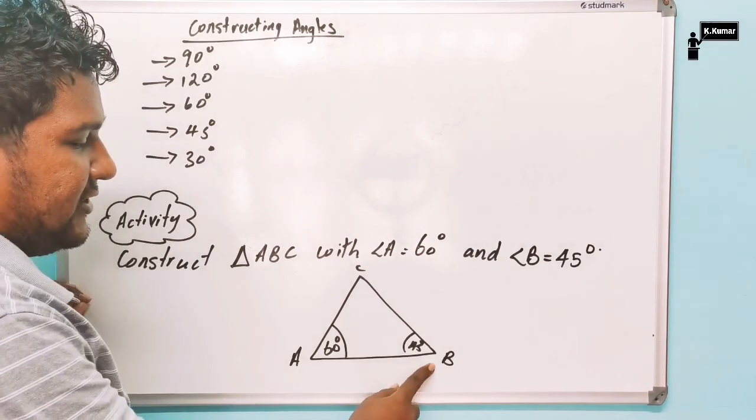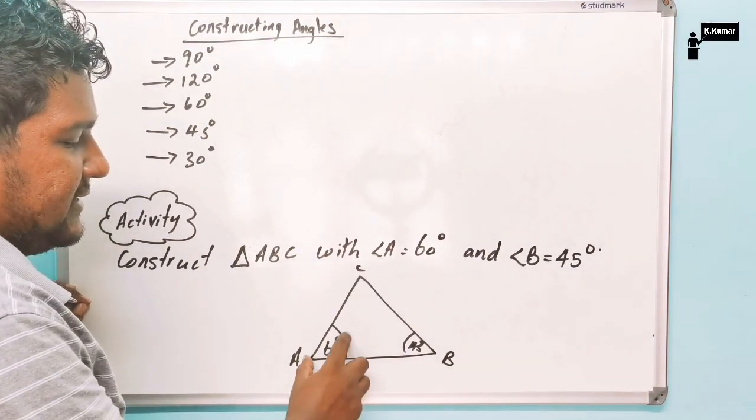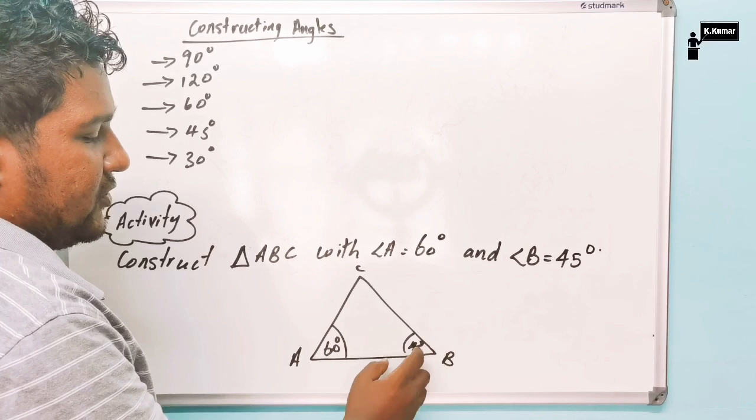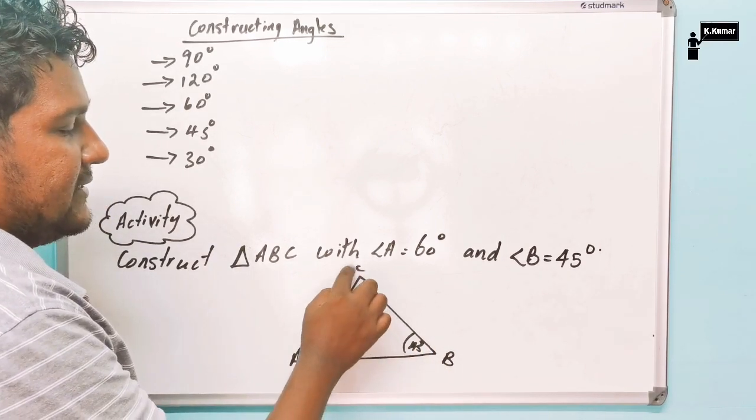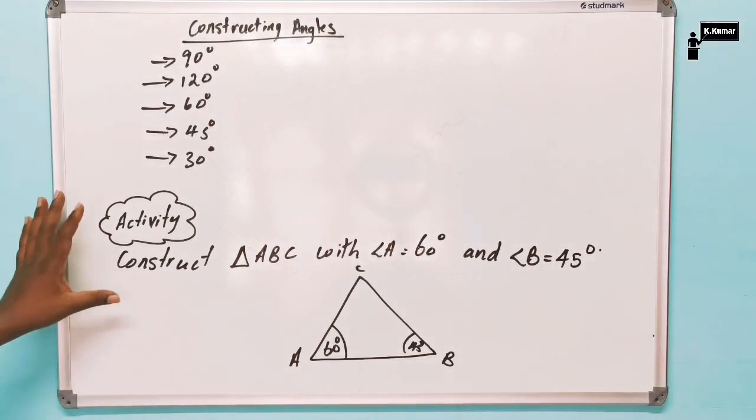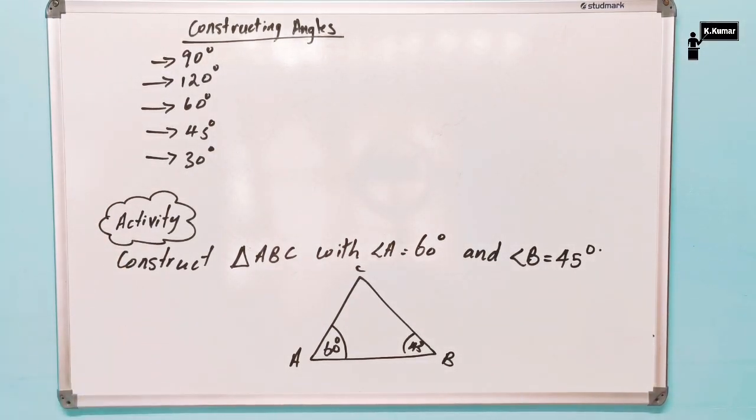So you're going to draw your straight line, and at one point you're going to construct a 60-degree angle. At the other end, you're going to construct a 45-degree angle. And then you're going to extend these 2 lines until they intersect to form the point C. So this is the little activity you have to do at the end of this video.